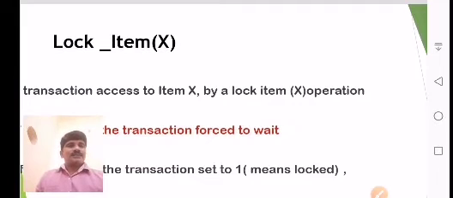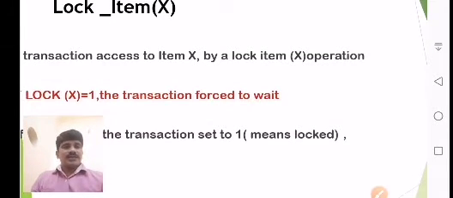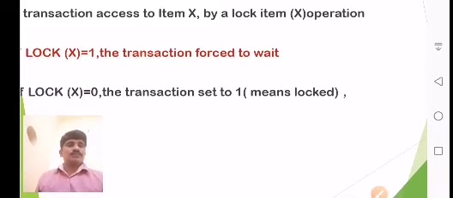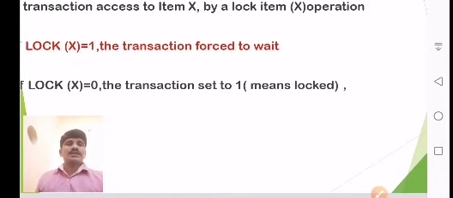A transaction accesses item x, where x is a particular task. If a transaction accesses item x by the lock item x operation and lock of x is 0, the transaction sets it to 1, meaning locked. So if the lock is set, another transaction will be made to wait. Why? Because I have to perform only one transaction at a time.